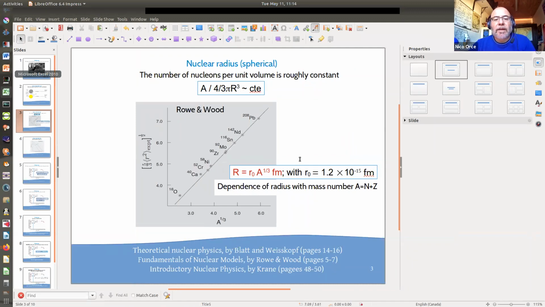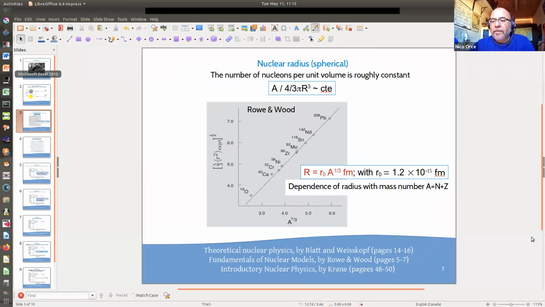So the radius of a nucleus is 1.2 times the mass number to the 1/3, where, as you know, the mass number is A equal to the number of neutrons plus the number of protons. So if you have a nucleus like oxygen 16, you will have to multiply 1.2 times 10 to the minus 15 meters. This is a Fermi, which is 10 to the minus 15 meters. 1 Fermi is equal to 1 femtometer, actually 10 to the minus 15 meters. So this 1.2 is already given in femtometers.